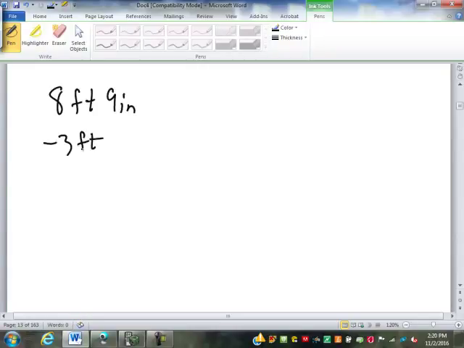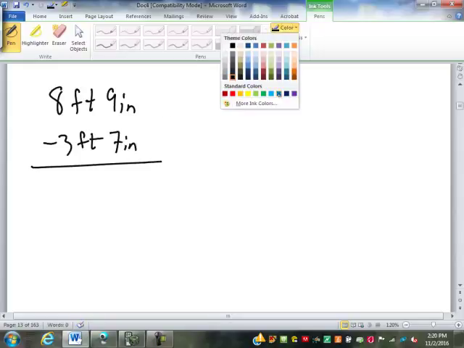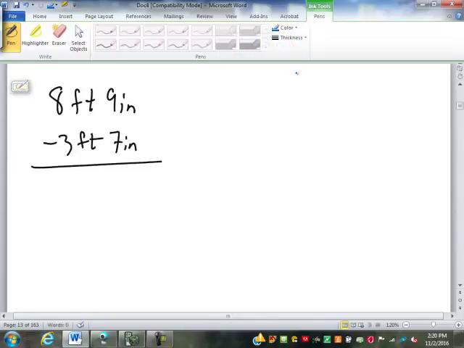We can end up with 8 feet 9 inches minus 3 feet 7 inches. And again, just like with whole numbers, we've got to line up the inches and the feet, because when we add or subtract, we can only combine things with the same name. And we are going to start at the right and work our way back to the left.